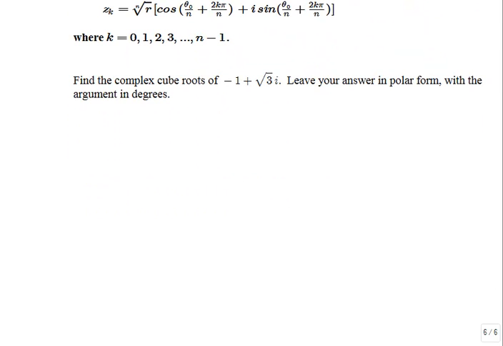So this time we want to find the complex cube roots of -1 plus square root of 3i, and we want to leave our answer in polar form with the argument in degrees. So again, to try and take the cube root of this doesn't seem very easy to do, but if we change it to its polar form first, then we'll be able to apply this formula and come up with what our cube roots are equal to. So first we have to change this to its polar form. So we're going to write it in polar form first.